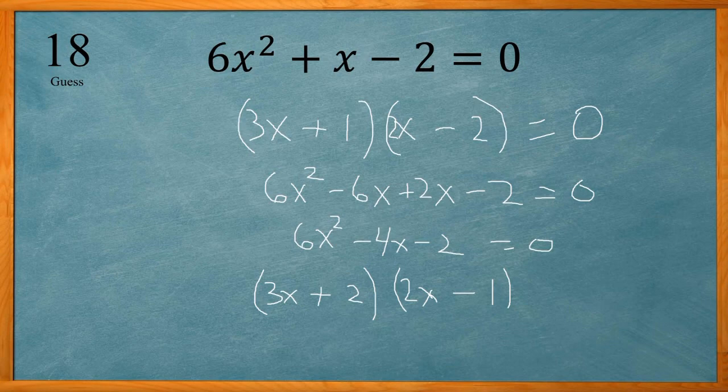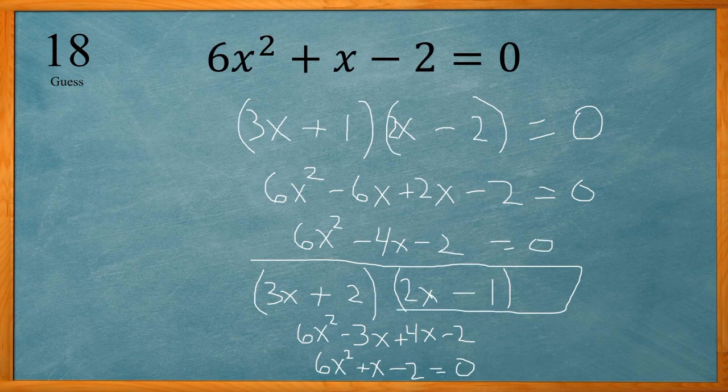So if I were to FOIL that, you get 3x times 2x, 6x squared. 3x times negative 1 is negative 3x. And 2 times 2x is 4x. And 2 times negative 1 is negative 2. Okay, so that gives me 6x squared. Negative 3 plus 4 is positive 1, so positive x. 1x minus 2 equals 0. Okay, so that is the same as our original. So these are the factored terms, those work out.